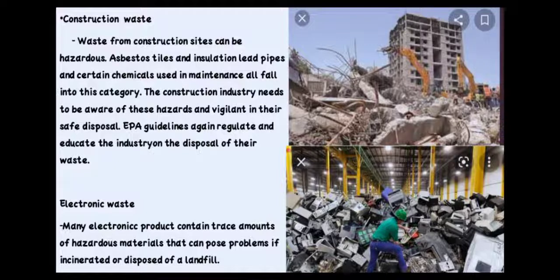Electronic waste. Many electronic products contain trace amounts of hazardous materials that can pose problems if incinerated or disposed at landfill. So electronic waste, e-waste, is a popular informal name of electronic products nearing the end of their useful life. Computers, televisions, VCRs, stereos, copiers, and fax machines are common electronic products. Many of these products can be reused, refurbished, or recycled.